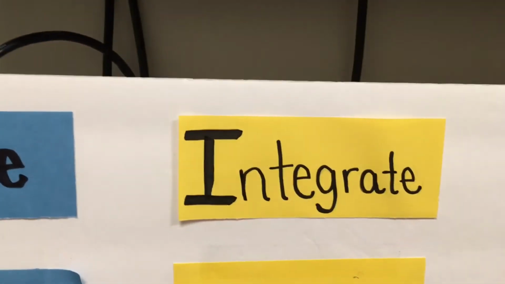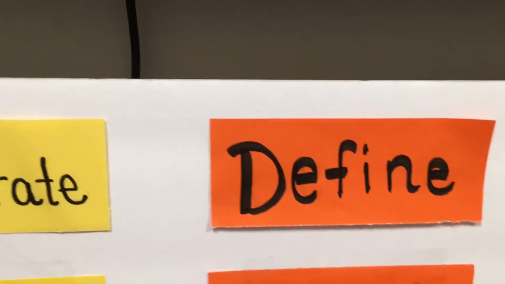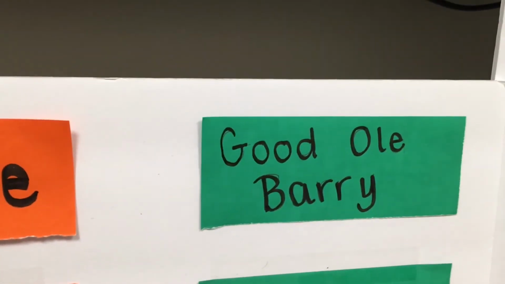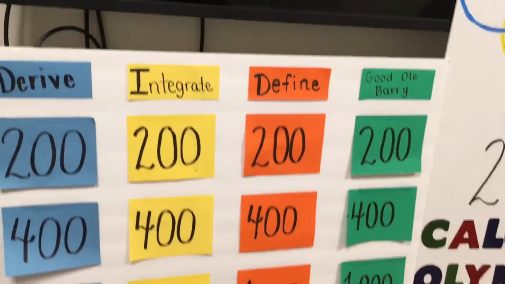Okay, now let's get into the calculus competition portion of these Olympics. The athletes who will be competing in this event are known for getting very competitive, so it should be interesting. Welcome to the 2018 Calculus Olympic academic portion. What would be your first question? Your choices are derive, integrate, define, or Barry Manilow for 200, 400, or 1,000 points.